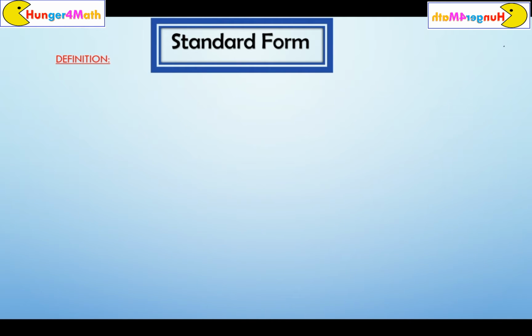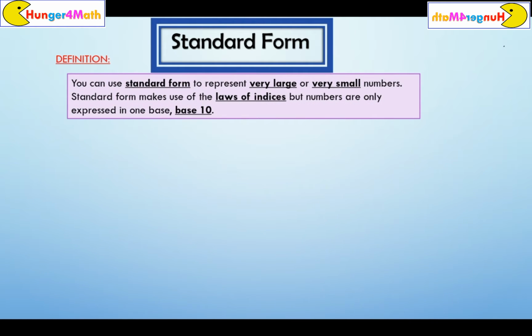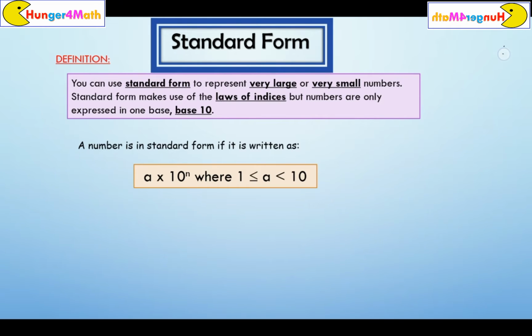Standard form definition. You can use standard form to represent very large or very small numbers. Standard form makes use of laws of indices, but numbers are only expressed in one base, which is base 10. A number is in standard form if it is written as a times 10 to the power of n, where a is less than 10 but greater than or equal to 1.